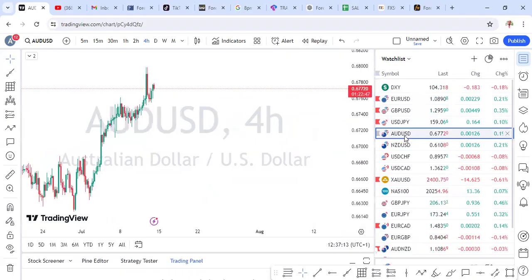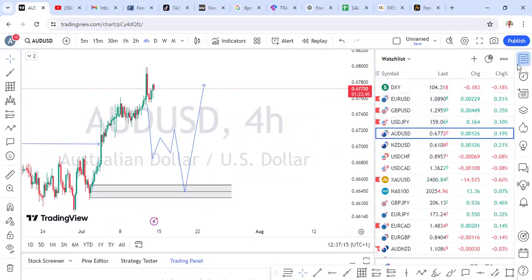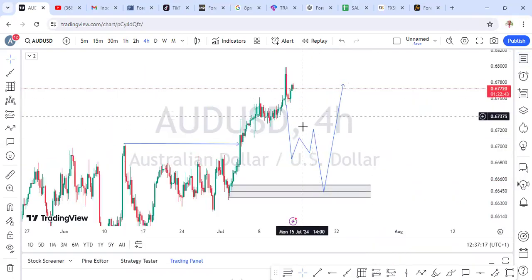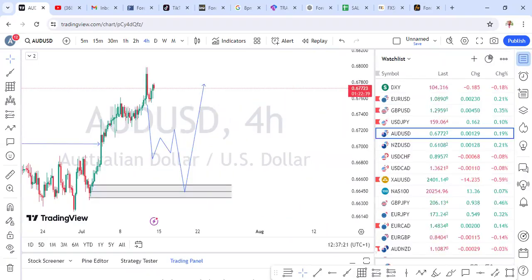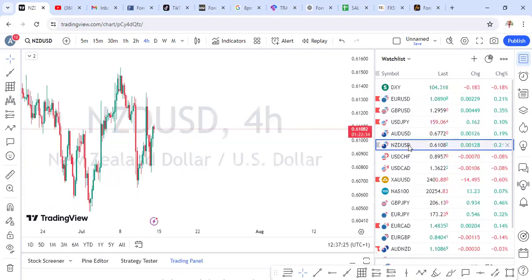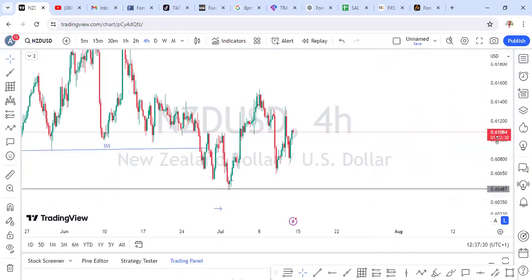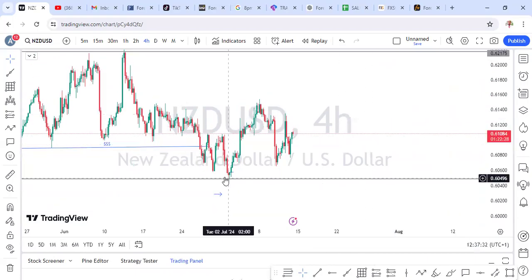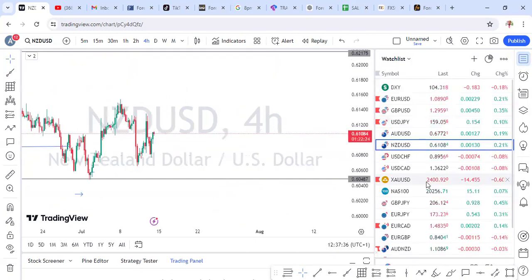AUD USD, we are still waiting for a buy on this, for a pullback, then for us to buy. So nothing has really happened on that. NZD USD, I don't like. There's no good price formation here. The two of them, they are weaker family.